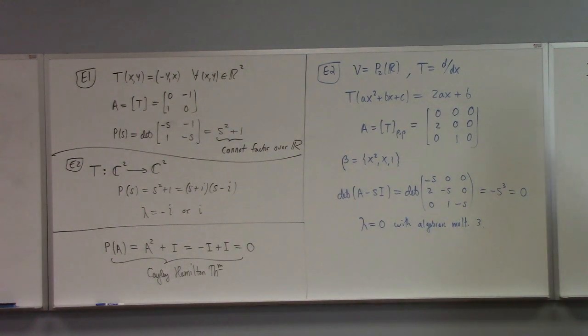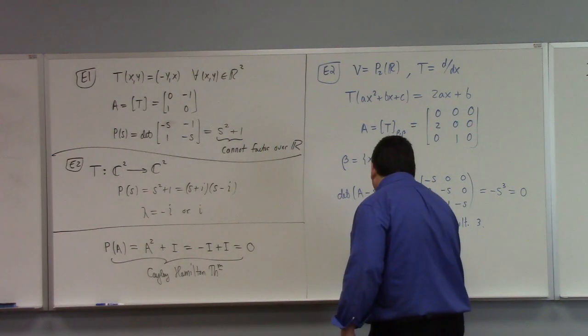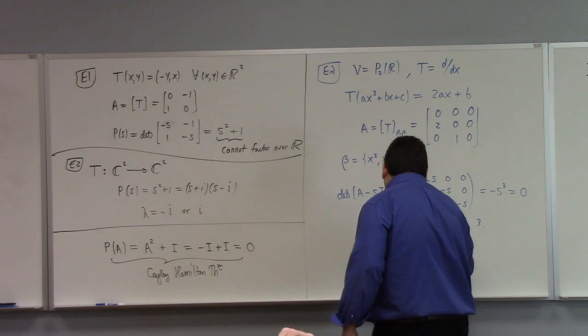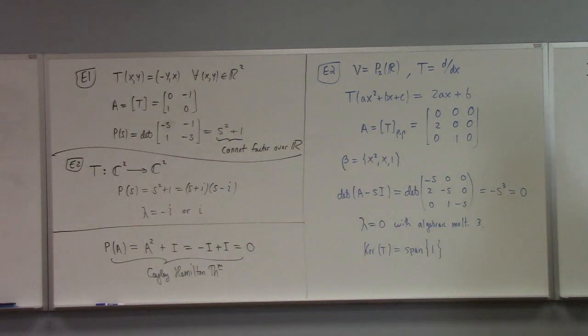How many eigenvectors do we have here? Well, the eigenvectors defined here are the things in the kernel, right? What's in the kernel of the differentiation map? It's just the span of the constants, right? That's what we would call the eigenspace with eigenvalue 0. The eigenspace with eigenvalue 0 is just the kernel in this case. And as you can see, there's not enough eigenvectors, right?